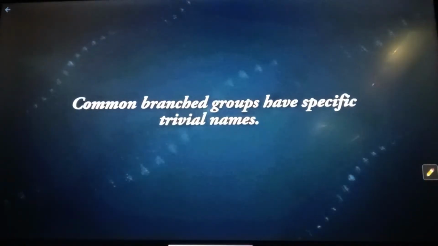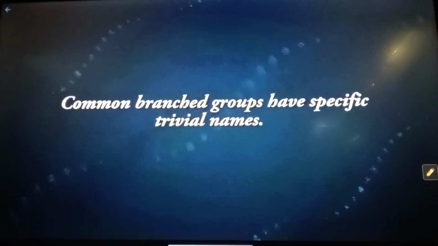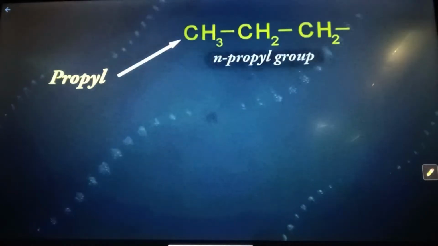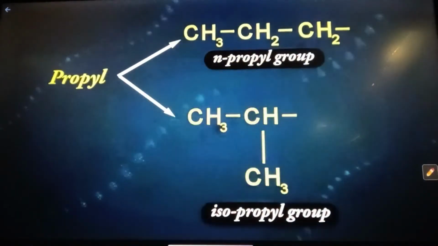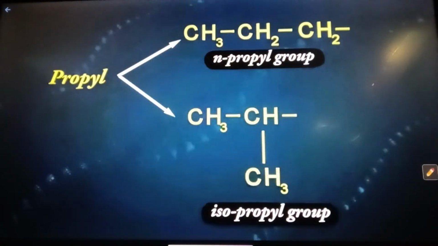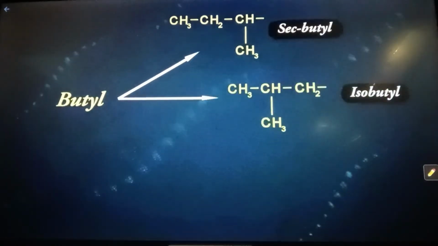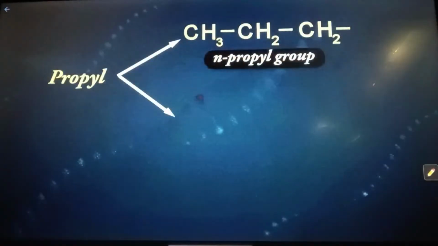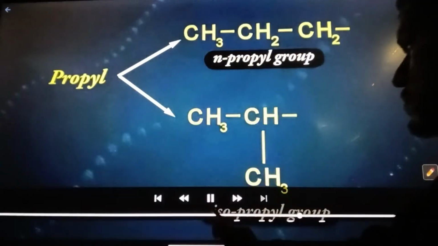Common branched groups have specific trivial names. For example, the propyl groups can either be N-propyl group or isopropyl group, based on the position of carbon atoms. The branched butyl groups are called secondary butyl, isobutyl, and tertiary butyl.